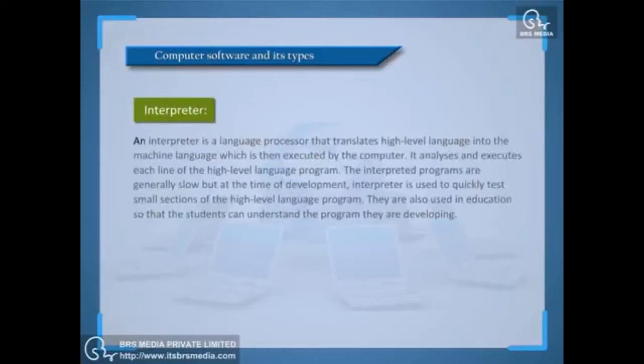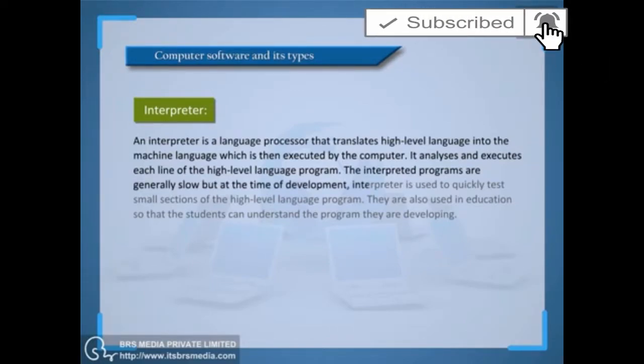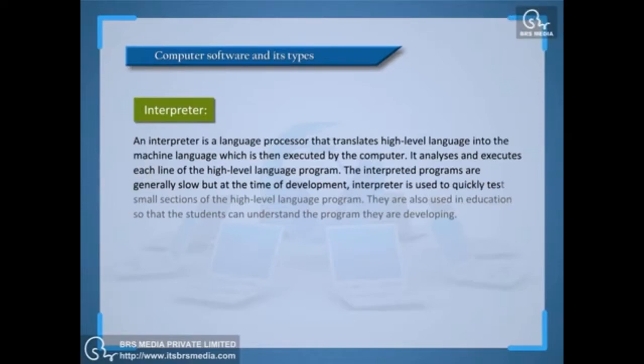Interpreter. An interpreter is a language processor that translates high-level language into the machine language, which is then executed by the computer. It analyzes and executes each line of the high-level language program. The interpreted programs are generally slow, but at the time of development, an interpreter is used to quickly test small sections of the high-level language program. They are also used in education so that the students can understand the program they are developing.